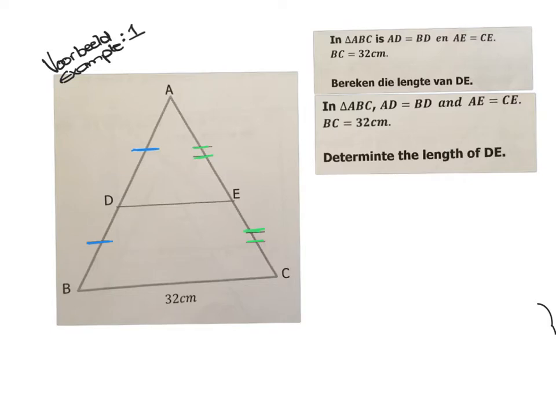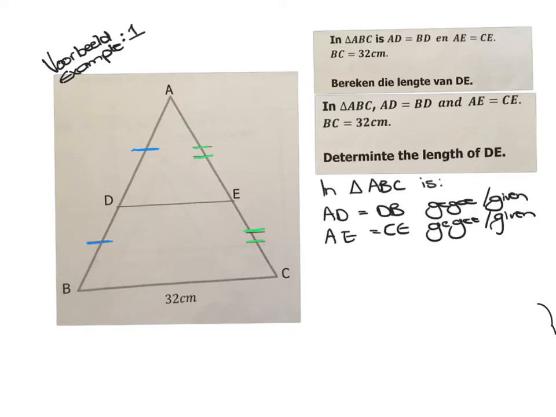Hulle gee ook vir ons hierdie lengte, 32 vir BC. Side BC is 32 centimeters long. Now they want us to determine the length of DE. Hulle wil ons die lengte van DE laat bereken. Ons doen dit soos volg.